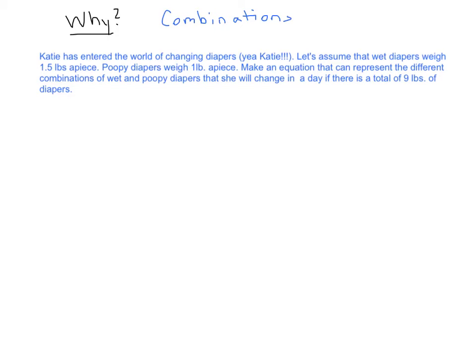The place to start here is to figure out what our variables are. Again, we can generally look at the end of the problem or the question to see what the variable is. So make an equation that can represent the different combinations of wet and poopy diapers. That's going to be our two variables. So we have W is equal to the number of wet diapers, and P will be equal to the number of poopy diapers.